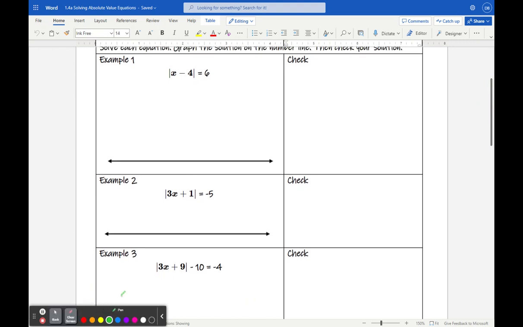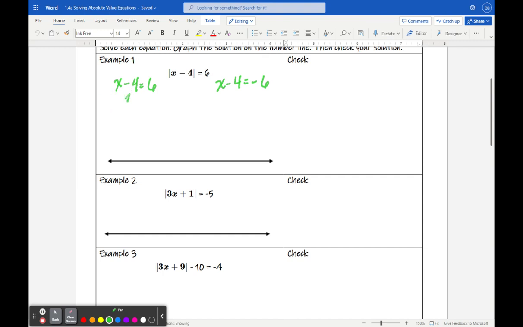All right, so first off, we have the absolute value of x minus 4 equals 6. Since the 6 is positive, we're going to set x minus 4 equals a positive 6, and x minus 4 equals a negative 6. The reason being that when I subtract 4, it could be a positive number or a negative number within the absolute value. So within that absolute value, I could have a positive 6 or a negative 6, and both would equal 6.